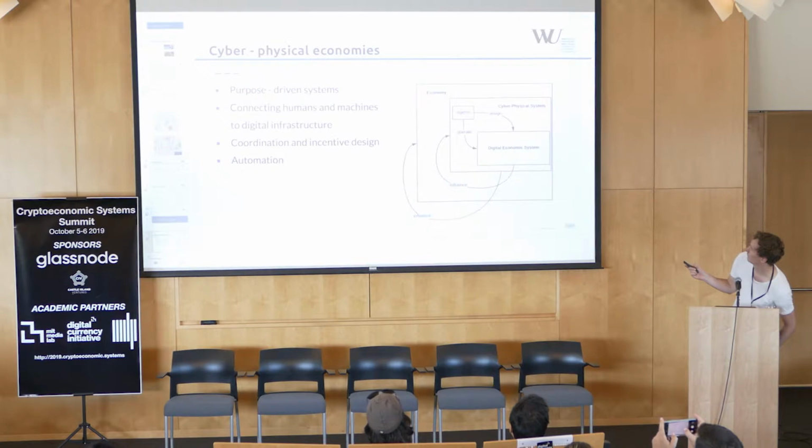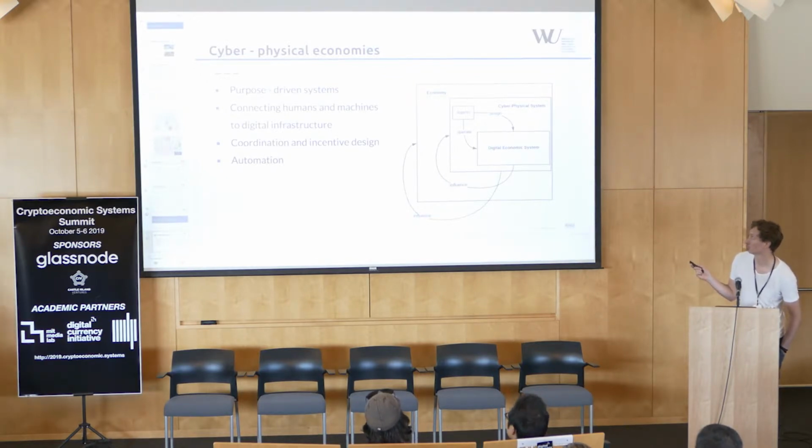You have to think about it like this. You define a digital economic system, which would basically be the token economy. And you have agents, so humans or machines, that are operating within this economy. So think of the Bitcoin network. You would have the users that operate within this system, but they also design it. So altogether you can call this the cyber-physical system.